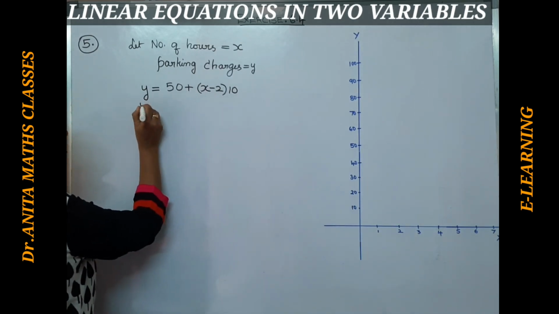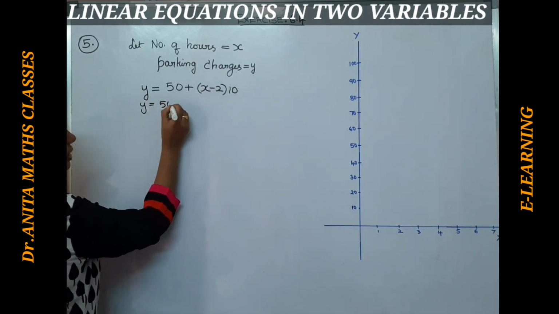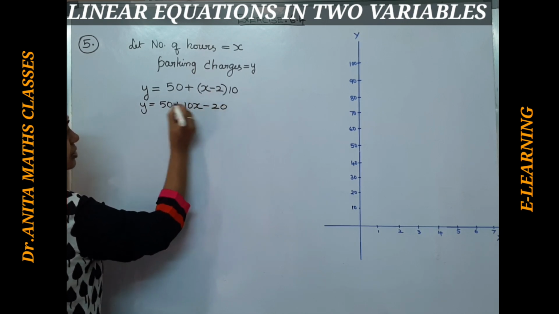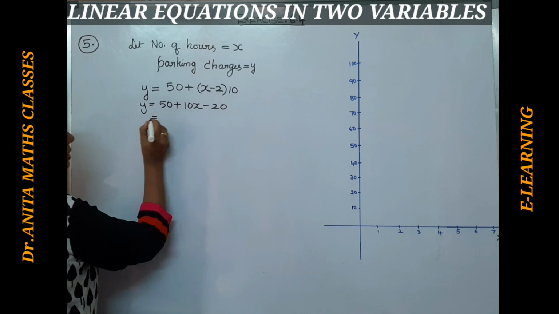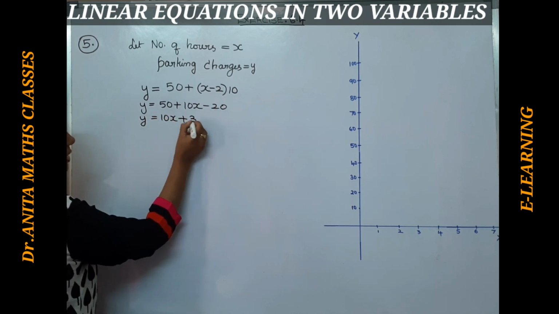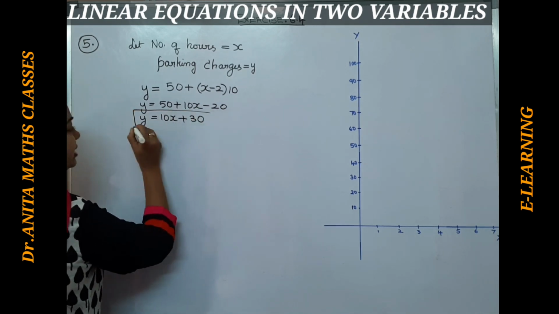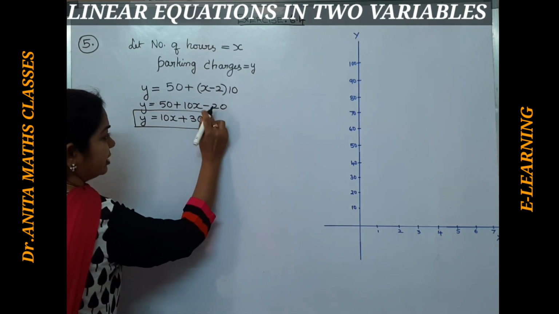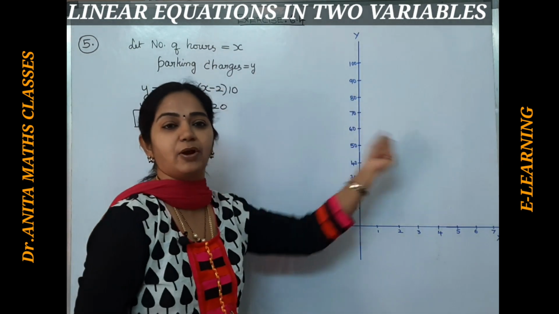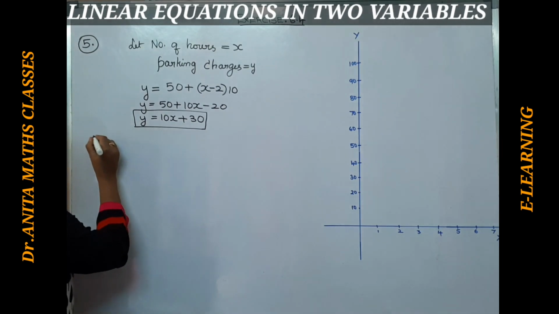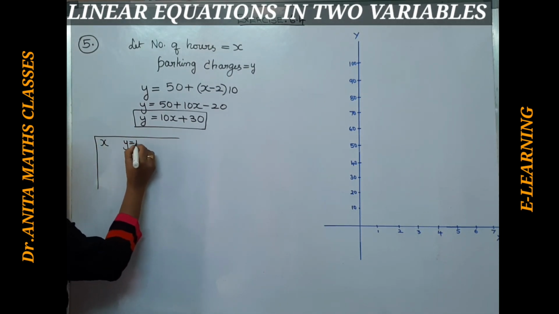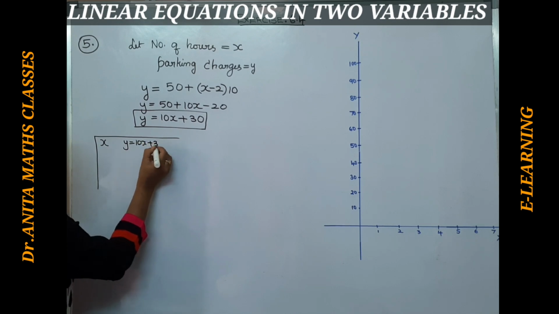Now we will simplify this equation. This becomes 50 plus, if you open the bracket, 10x minus 20. So the constants, 50 minus 20 is 30, which becomes y equals 10x plus 30. This is the linear equation we have drawn from the situation. For this linear equation, we are going to plot the graph. Before plotting the graph, we need to write the tabular column: y equal to 10x plus 30, with x and y.